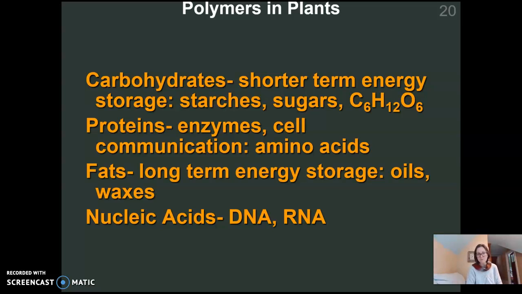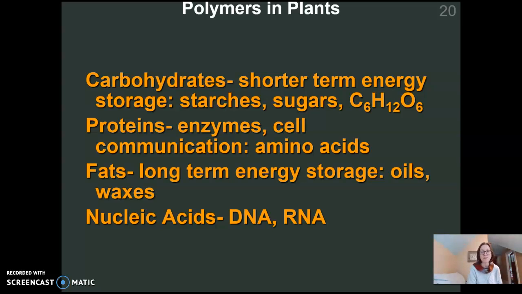Proteins we also see in plants, even though when we think of plants, we don't often think of high protein foods. Every cell has proteins, and proteins are found as enzymes, and they're involved in cell communication. Proteins are made up of amino acids and have different ratios of elements, but we always see carbon, hydrogen, oxygen, and nitrogen in these proteins, and sometimes we see phosphorus and sulfur as well.